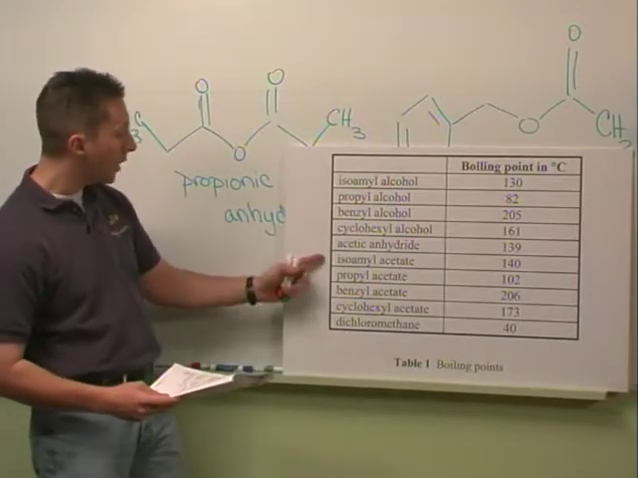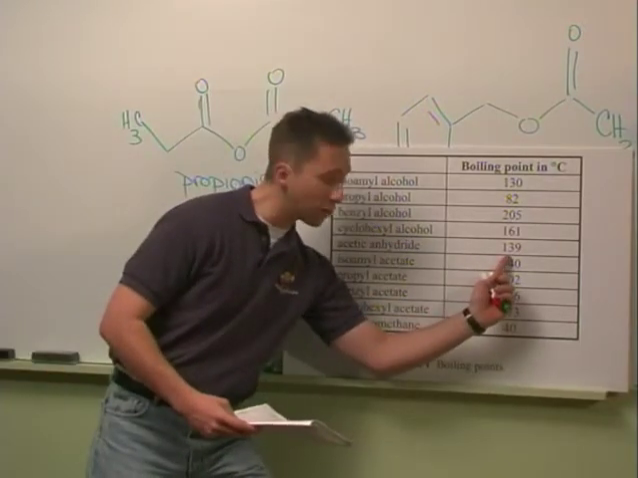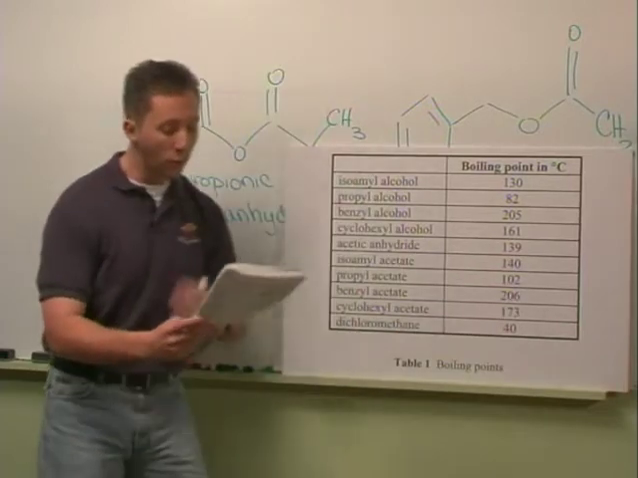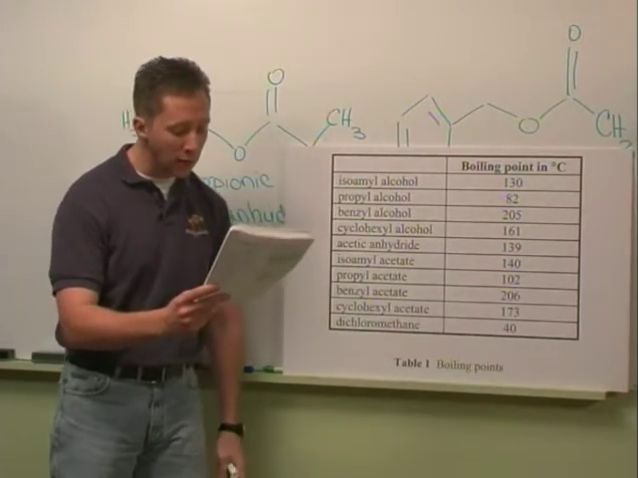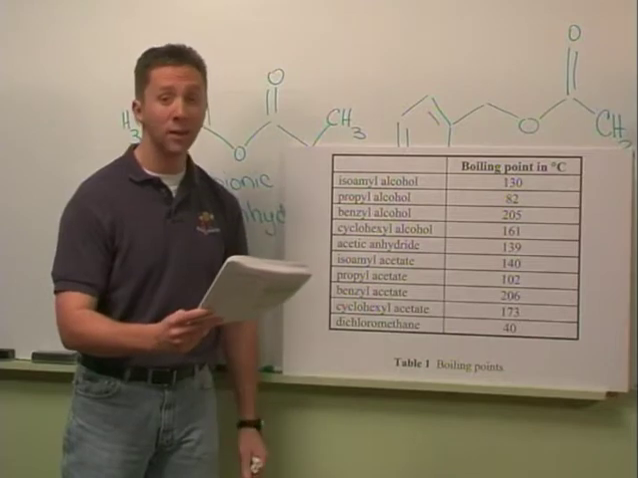According to table 1, acetic anhydride boils at 139 degrees Celsius. So if we're going to reflux it, we've got to do it at 139 degrees Celsius. 199 is B.